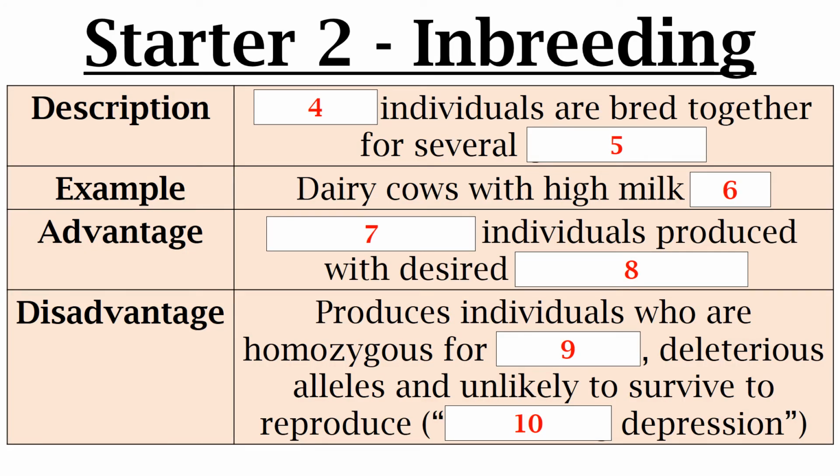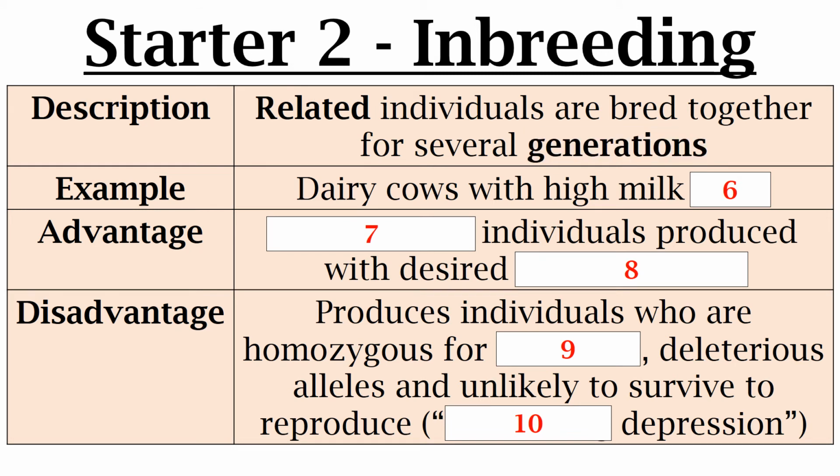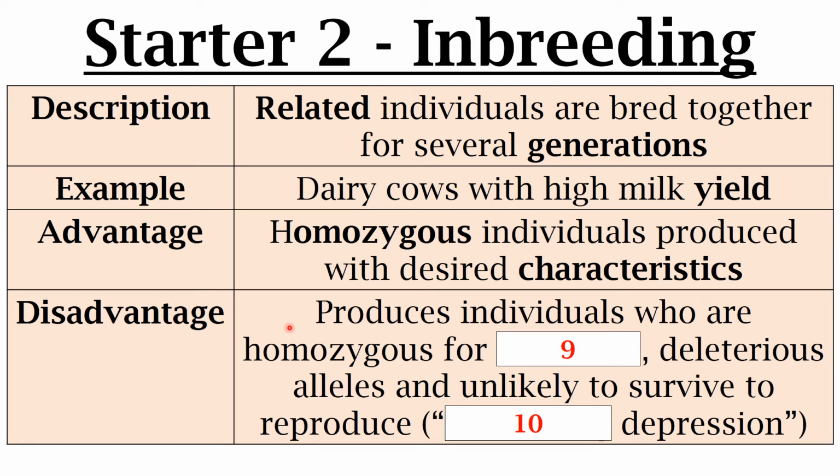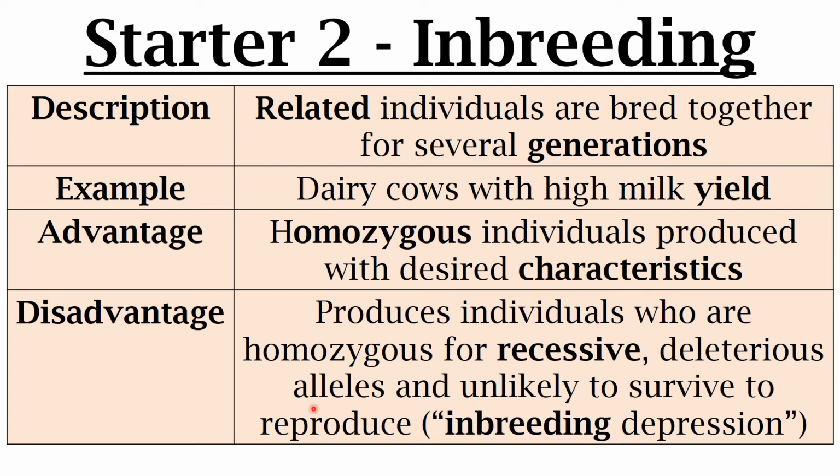Second bit of revision, press pause, put down numbers 4 to 10 and see if you can do this summary of inbreeding. So inbreeding, the description is number 4, related individuals are bred together for several. Number 5 is generations. So an example would be dairy cows with high milk yield. And then the advantage 7 is homozygous individuals are produced with desired characteristics. So it produces individuals who are homozygous for number 9, recessive deleterious alleles and unlikely to survive to reproduce, and that is called inbreeding depression.